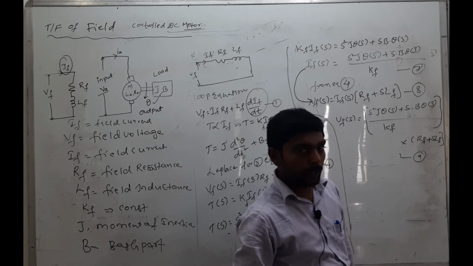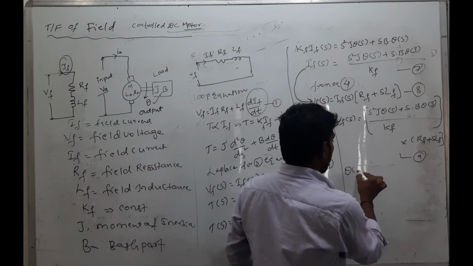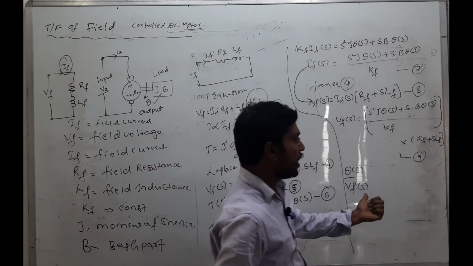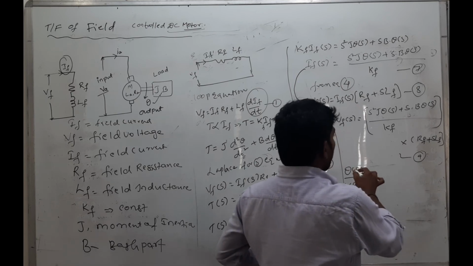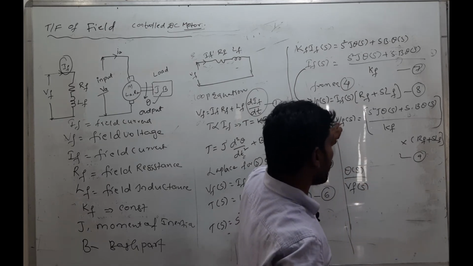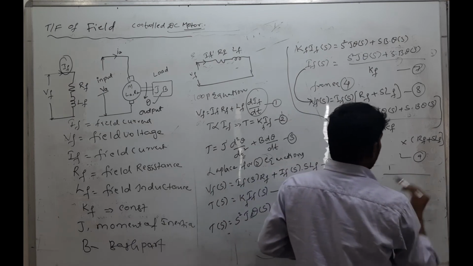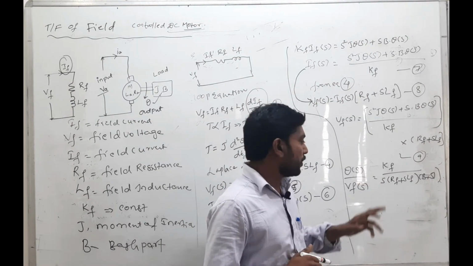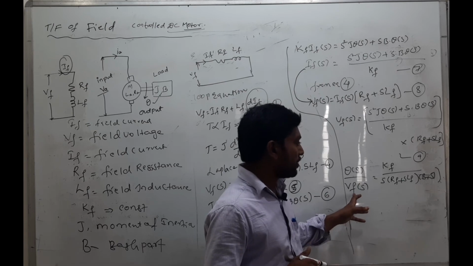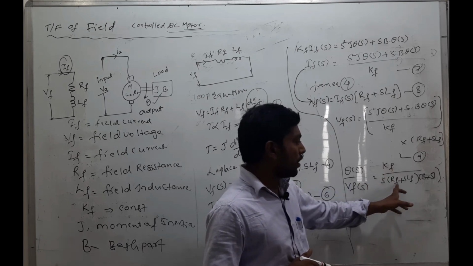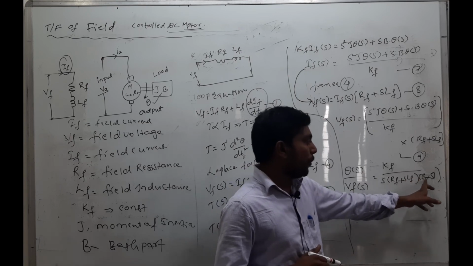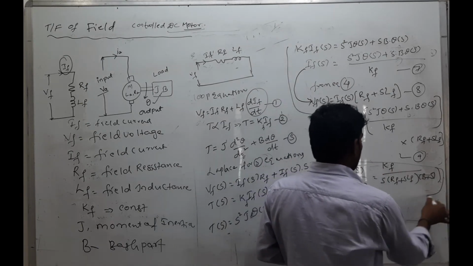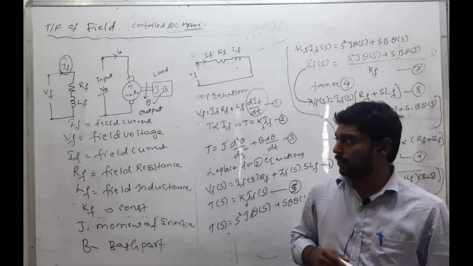Based on this equation, we will get the transfer function. Transfer function is output by input. Here the output is theta of S and the input is VF of S. This is the transfer function theta of S by VF of S. From this equation, theta of S by VF of S is equal to KF by S into RF plus S LF into B plus S J. This is the finalized transfer function for the field control DC motor.